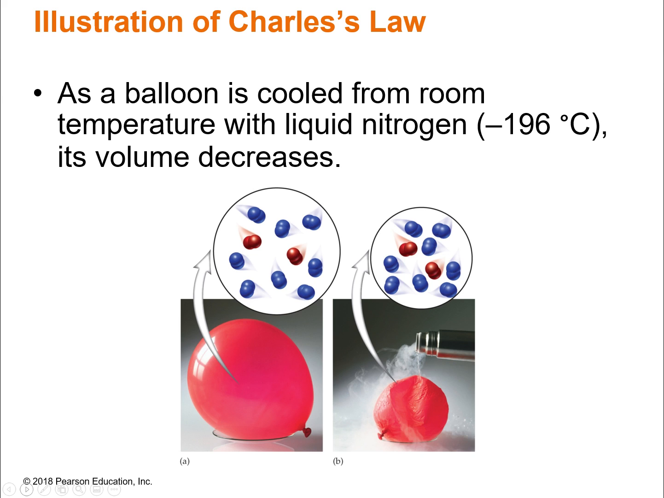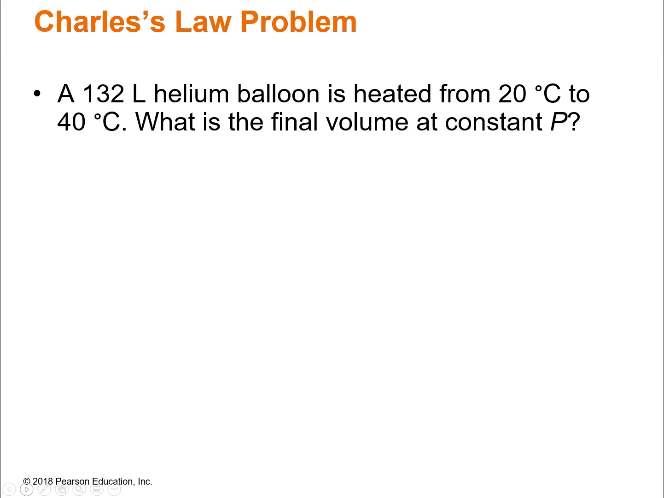If you pour some liquid nitrogen on a balloon, you'll see it shrink. It'll also get very, very cold, and it may get crinkly enough and rigid enough to where you can literally rip it in half. If you've never seen it, you should. Now we'll do a problem. We have a 132-liter helium balloon that's heated from 20 degrees Celsius to 40 degrees Celsius. What is the final volume at constant pressure?